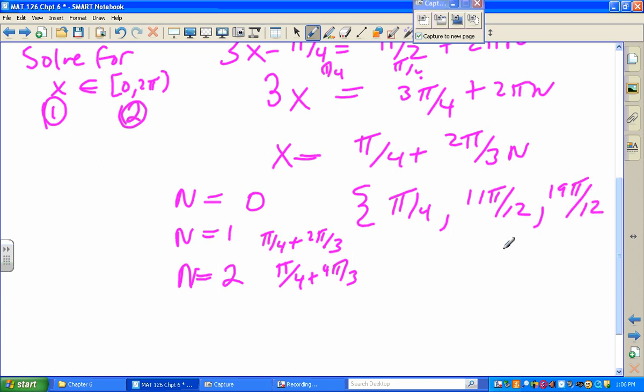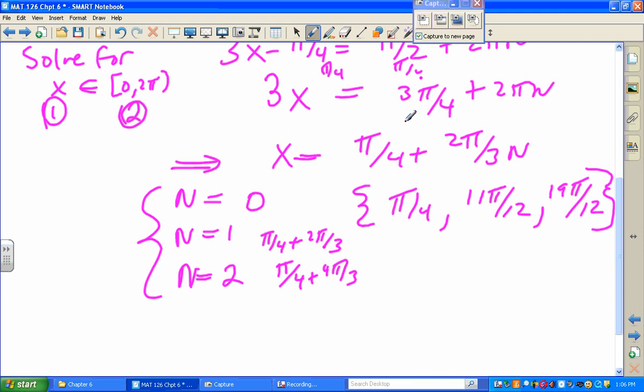Is that less than 2 pi? Sure. 2 pi or 24 pi over 12. So I'm still in good shape. Can you still go up by 8 pi over 12? Yeah. If I go up by 8 pi over 12, that's 27 pi over 12. Is that too big? Yes, it is. So those are my 3 solutions. Okay? So you're doing the same thing you did yesterday, except you're adding this step of actually putting numbers in for n to generate specific solutions in the unit circle.